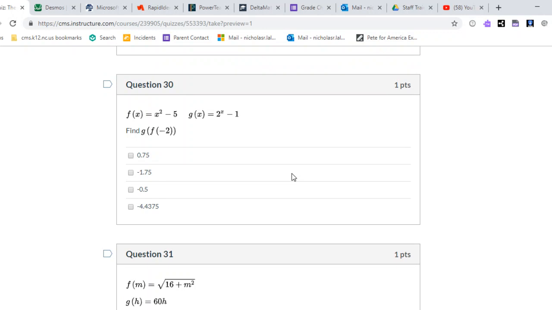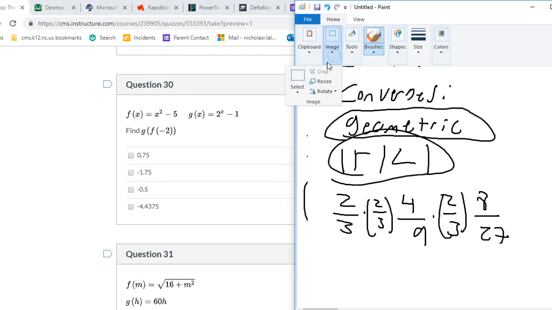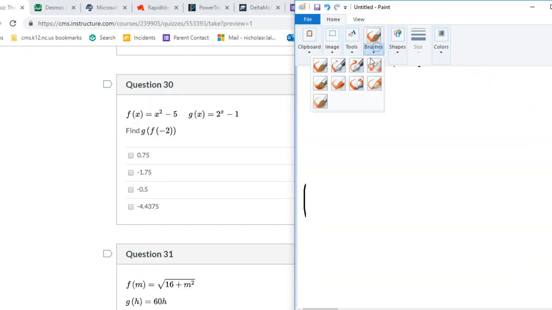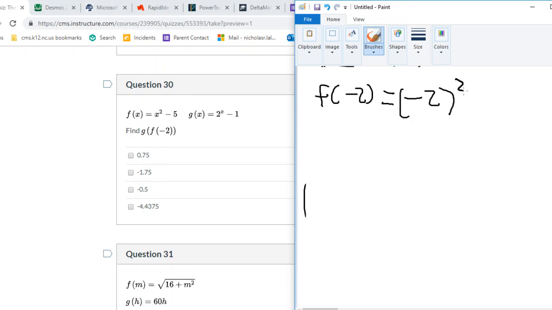Question 30. F of x is equal to x squared minus 5. G of x is equal to 2x squared minus 1. Find g of f of negative 2. Well, f of negative 2 is equal to negative 2 squared minus 5, which is 4 minus 5, which is equal to negative 1.